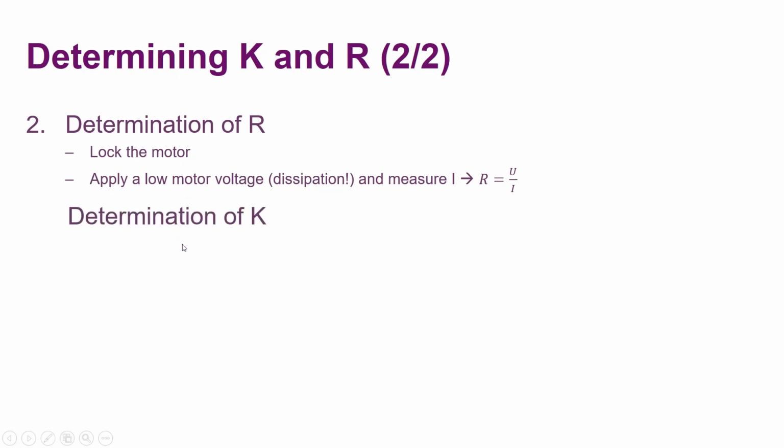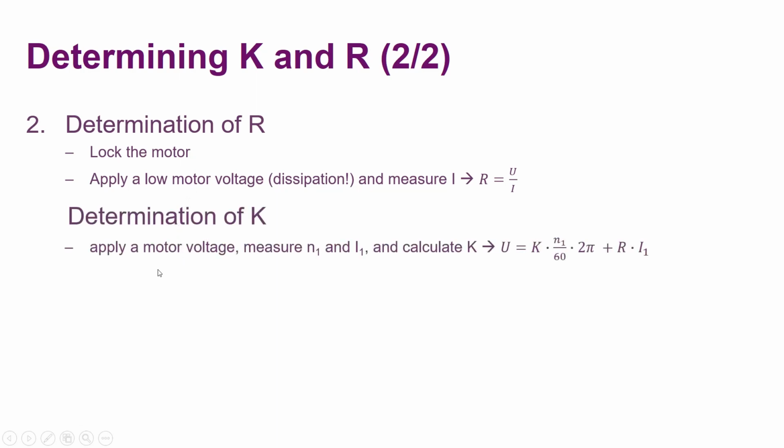How can we determine the K? Well, we apply a motor voltage to the motor. We measure again, like in the previous measurement method, the speed of the motor and the motor current, and we calculate the motor constant K by using the motor voltage equation. Remember, in this situation, the R is already known. So then we can calculate the K.